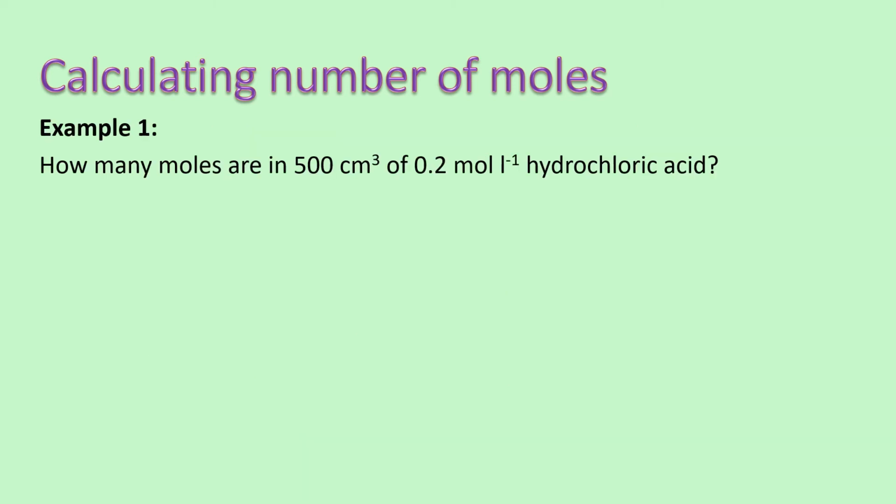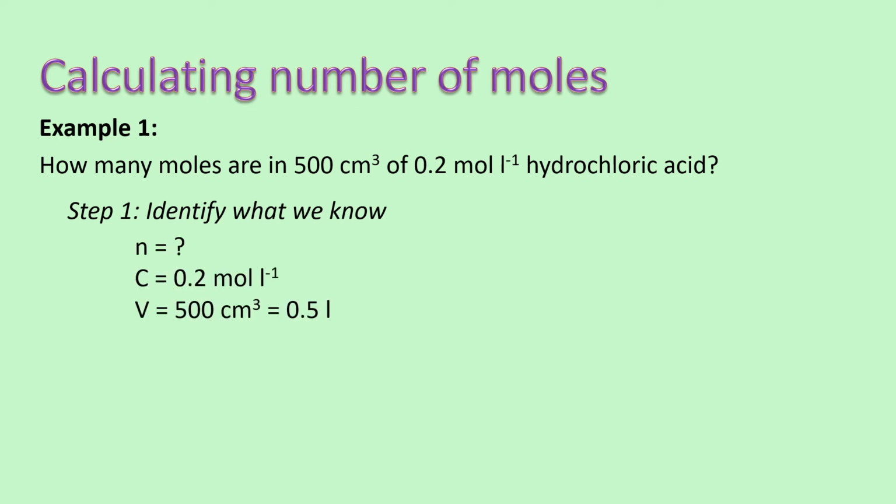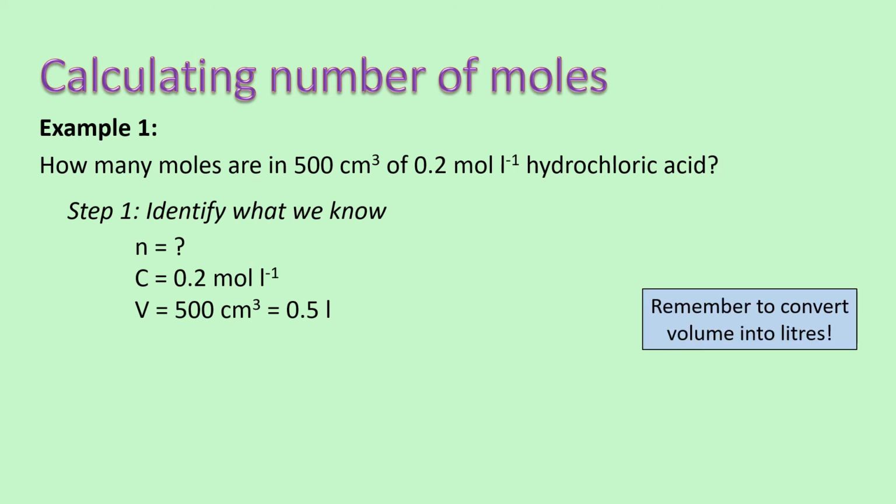How many moles are in 500 centimetres cubed of 0.2 moles per litre hydrochloric acid? So the first thing we need to do is identify what we know. The three values in our equation are n, c and V. We don't know n because that's what we're calculating. Concentration has a unit of moles per litre, so we look for the value that has that, and it's 0.2. Our volume is 500 centimetres cubed, and just a wee reminder, we need to convert that to litres, so we divide by 1000.